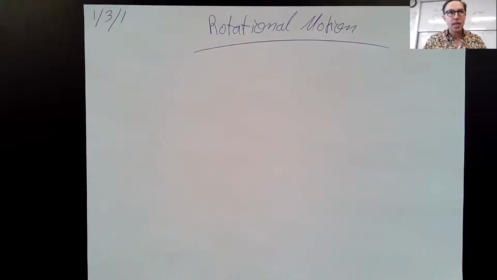So at the beginning of AP Physics 1, we talked about kinematics. We talked about how something might move. We talked about what that motion meant. Remember, we said motion was change in position relative to a frame of reference. So we're going to look at what rotational motion might be.